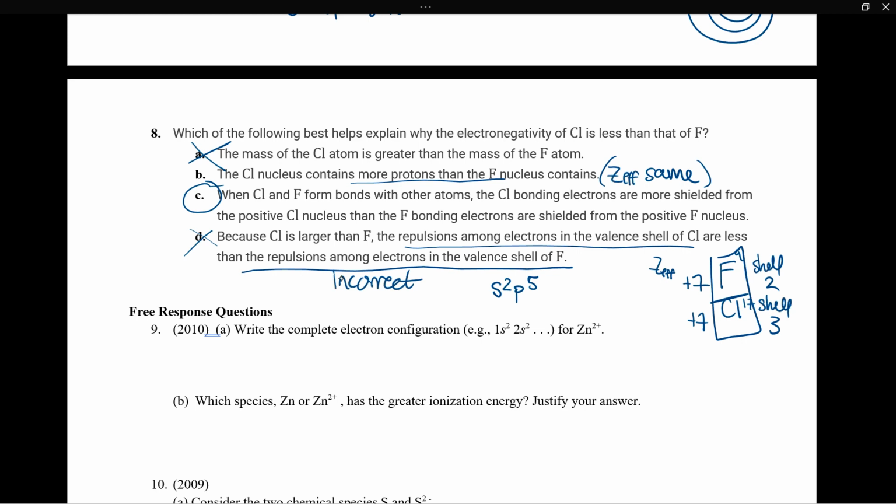What it has to do with is the fact that chlorine's electrons are further from the nucleus, which is what C seems to be getting at. They're more shielded. Shielding comes with distance. As you're further from the nucleus, you've got more core electrons between you and the nucleus, and you've got more shielding there. So yeah, it looks like C is our correct answer.